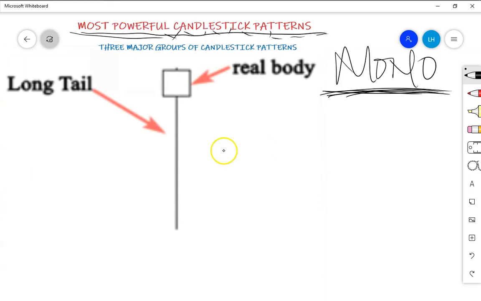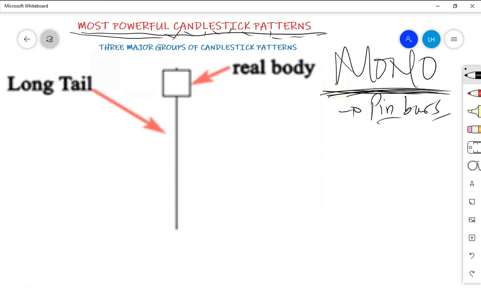So the first pattern in a mono candlestick pattern, we have this candle here. Now this is a pin bar. I will be writing some descriptions here. Now this comes from what we call the pin bars. Pin bars are of two categories. We have the bullish pin bar, and then we have the bearish pin bar.